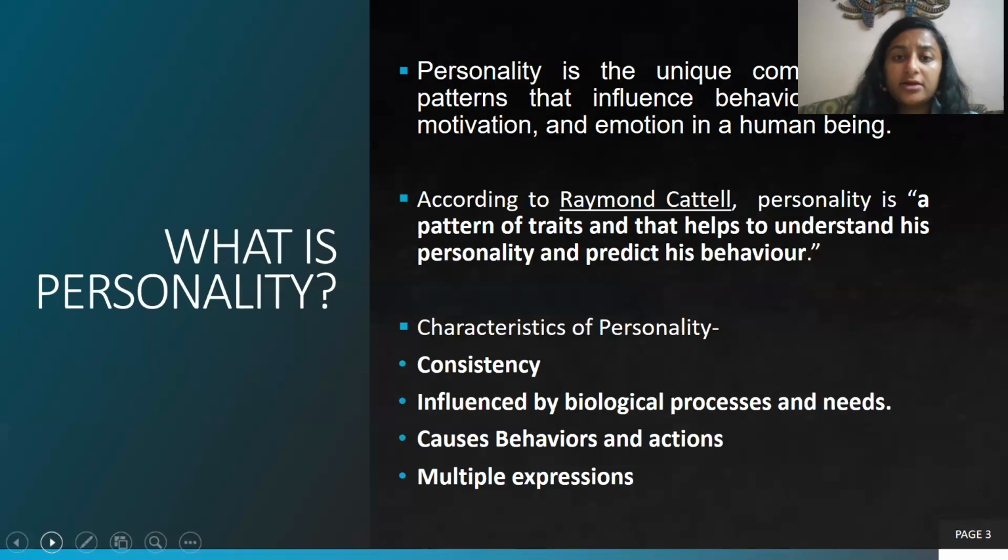What is personality? Personality is a unique combination of patterns that influences behavior, thought, motivation, and emotion in a human being. According to the co-founder of this test, Raymond Cattell, personality is a pattern of traits that helps to understand a person and predict his behavior. What are the characteristics of personality? It is consistent in nature. It is influenced by biological processes and needs. It causes behavior and actions and has multiple expressions.